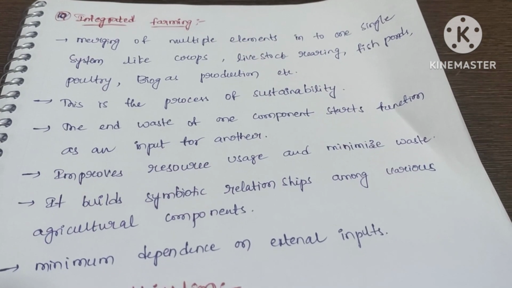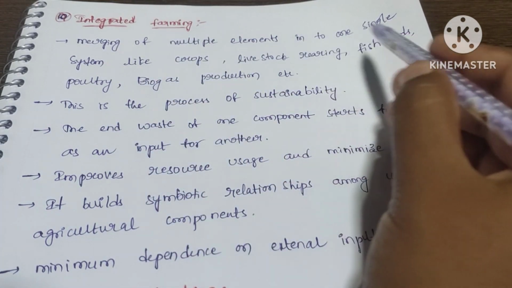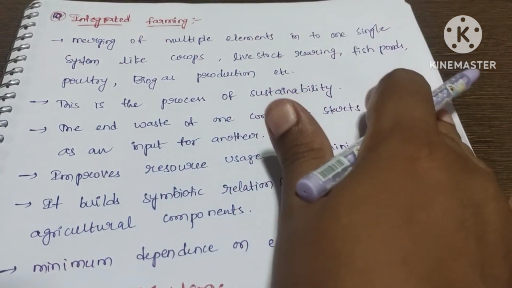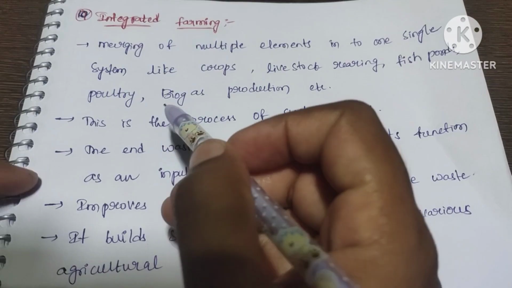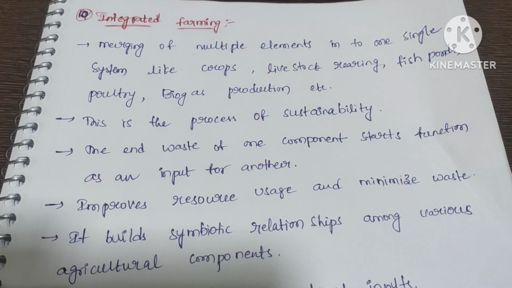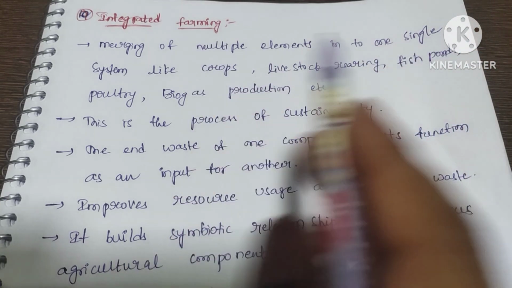The another farming is integrated farming. Okay, merging of multiple elements into one single system like crops, livestock rearing, fish ponds, poultry, biogas production, etc. Merging of multiple elements, not only for a single element, that is the production of crops or the production of livestock. Okay, we have to merge more than one element. For example, crops, livestock rearing, fish ponds, poultry, biogas production, etc. Okay, this is called integrated farming.